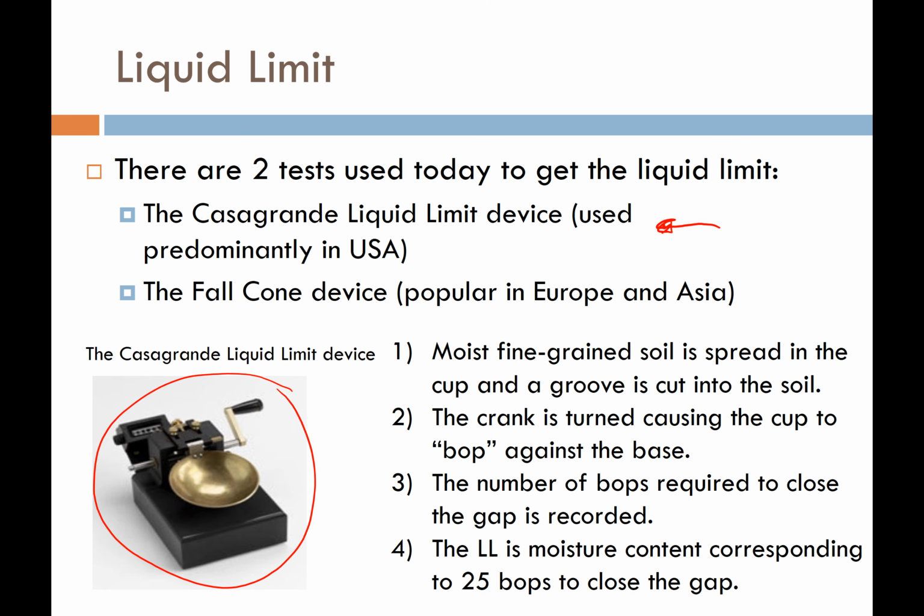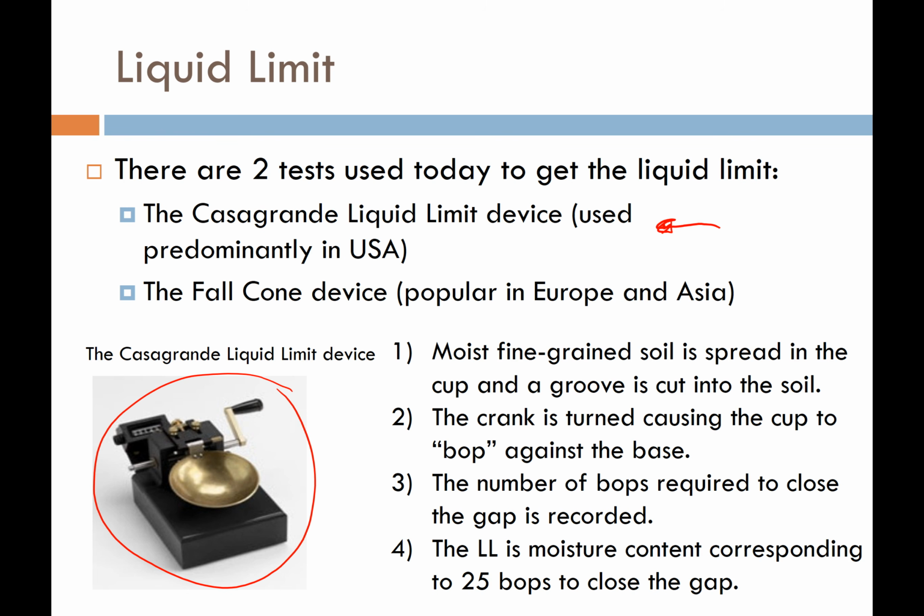We cut a groove in the soil and we turn the crank, and each time we turn the crank, that little cup is going to bop against the base of the device. When we cut the groove into the soil and we start bopping it, the liquid limit is the moisture content that will cause the soil to close the gap at exactly 25 bops of the device. So this is the test, or at least the testing apparatus that is used most commonly in the United States.